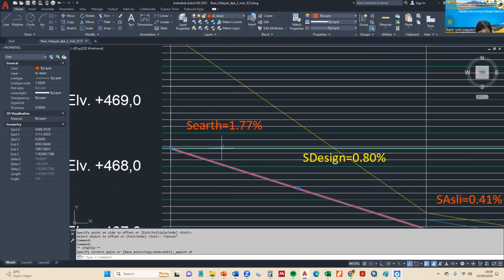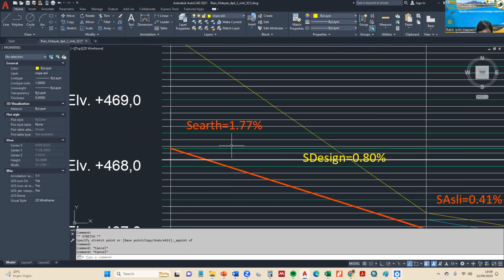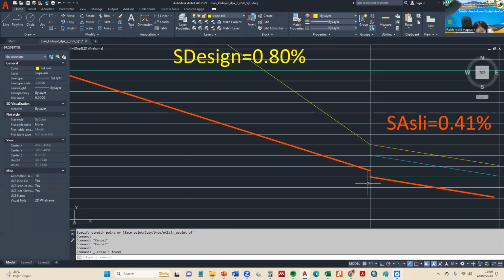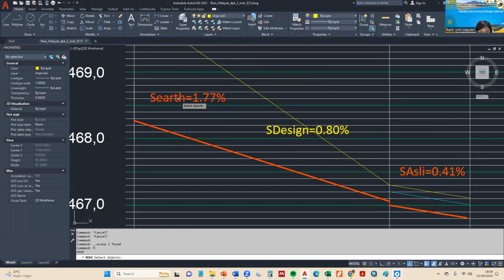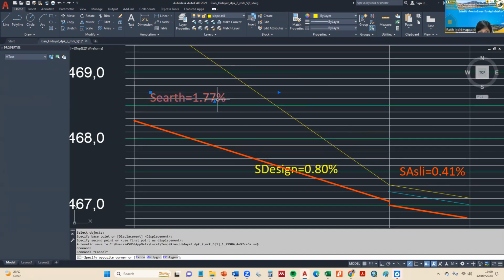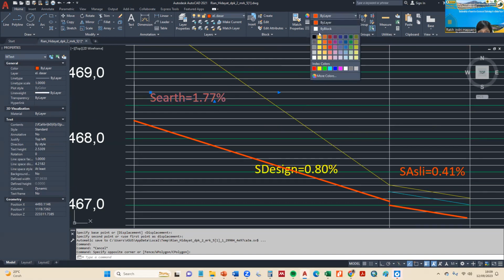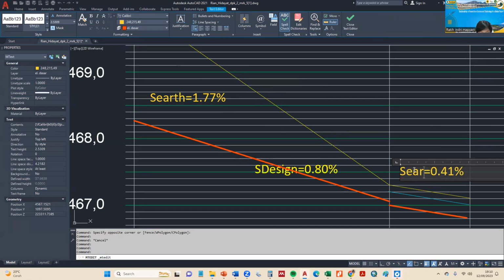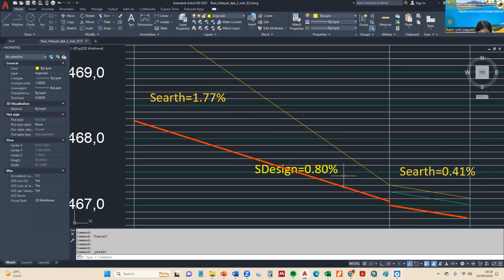Okay. 468.2 ya. Yes. Okay. Yes. So this is the position of S design. Yes. I will change the color. It should be yellow. And it should be red.